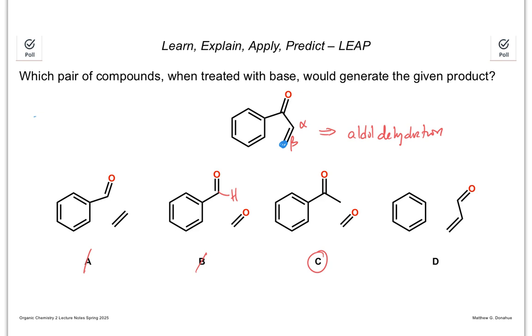So we can have an aldehyde here. We can have a ketone here. So if I highlight that carbon in green, it comes from that carbon. So that's alpha, that's beta. So the aldol product itself would be that. And then that loses H2O.